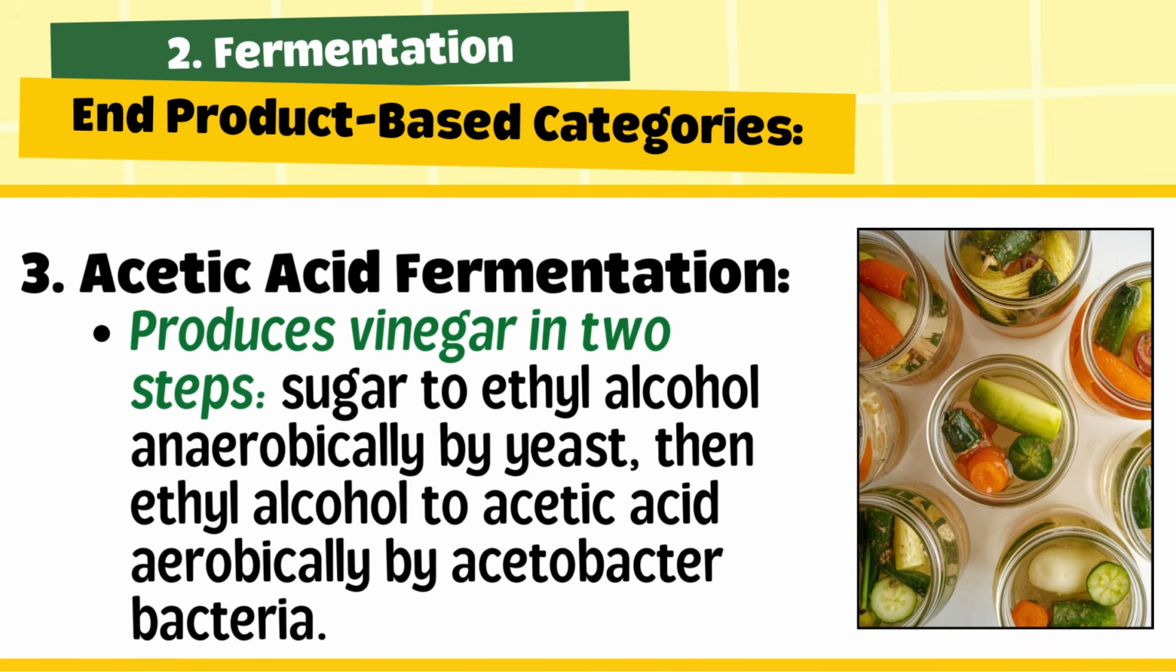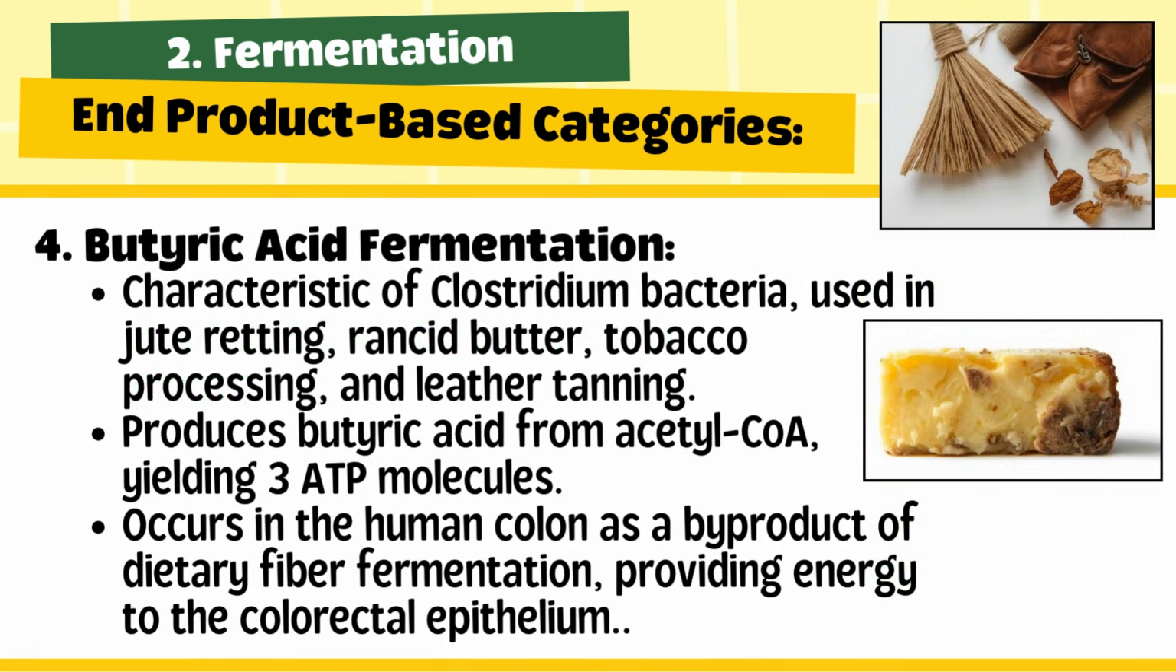3. Acetic acid fermentation. The end product is acetic acid, vinegar. It is a two-step process. Yeast first turns sugar into alcohol, anaerobic, without oxygen. Then Acetobacter bacteria convert that alcohol into vinegar, aerobic, with oxygen. Uses: vinegar production from fruits, grains, or ethanol solutions; pickling and food preservation.